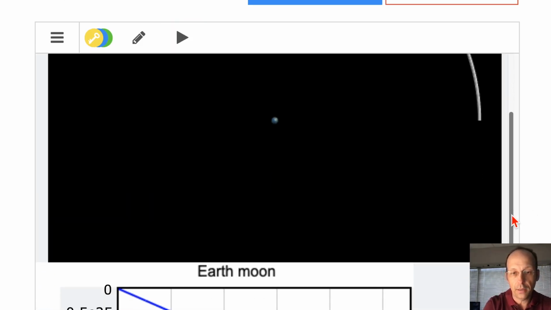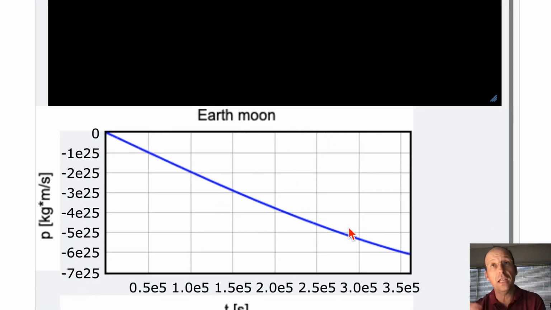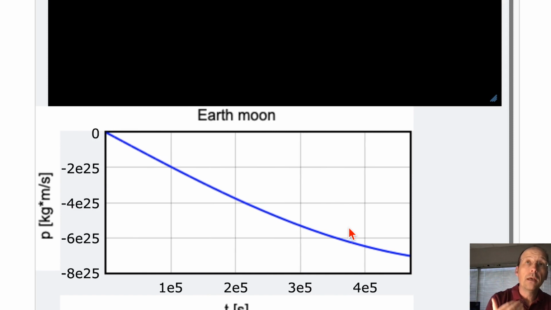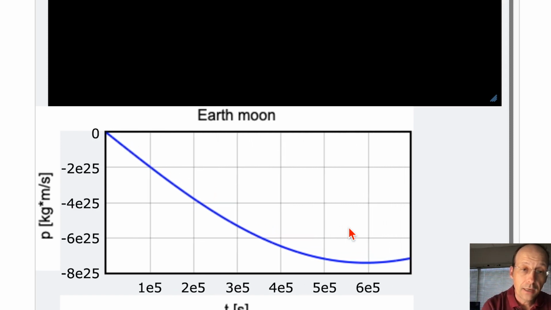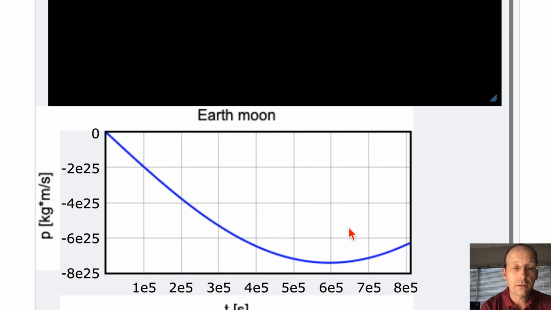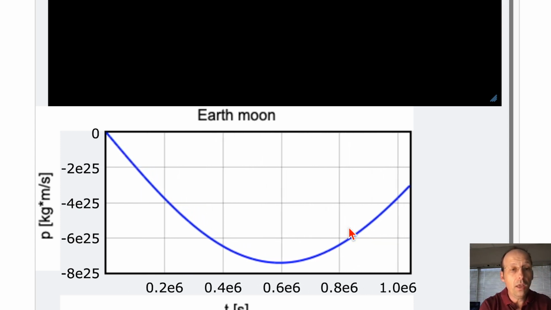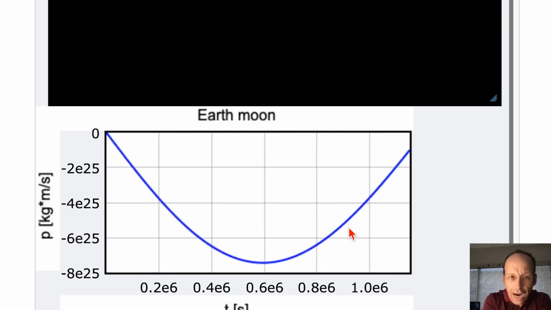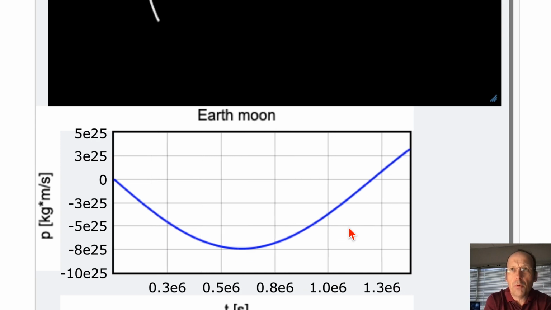So that's orbiting. And so, like I said, it started at 0. Now it has a negative momentum. It's going to go back. But something's not right here. And the thing that's not right is that if this is true, why is the momentum changing at all? How do you change the momentum of an object?